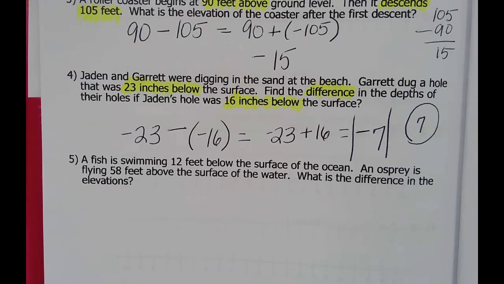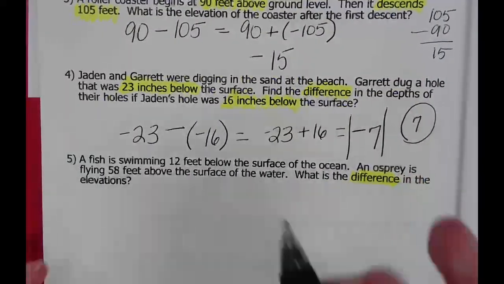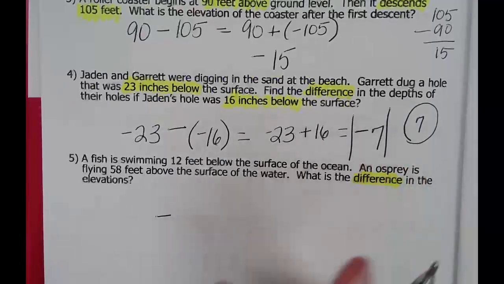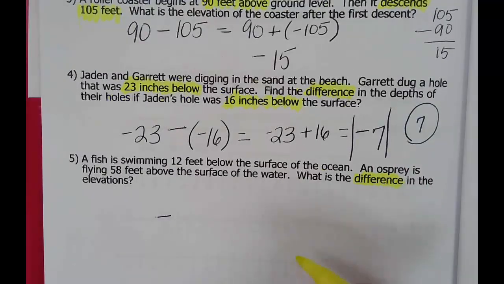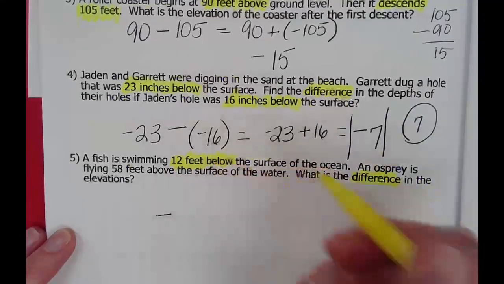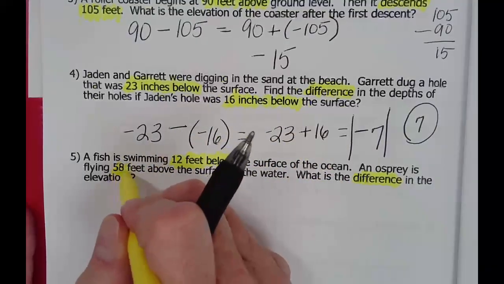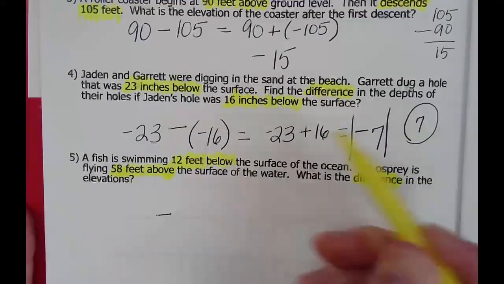How do I know? It says difference. So I'm going to highlight difference. And what are the two numbers I'm subtracting? 12 and 58. Is it a positive 12 or negative? Why is it negative? Below. Okay, so we have below. What else do we have? 58. Where it is above. Again, because it's distance, it's going to be positive.